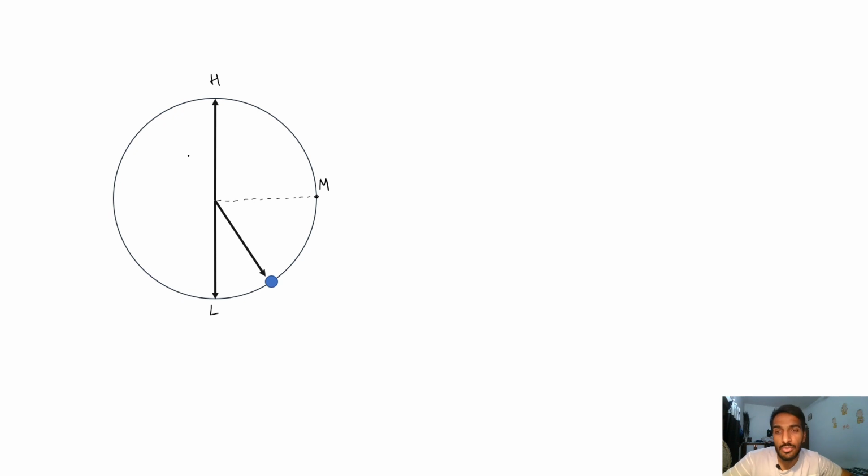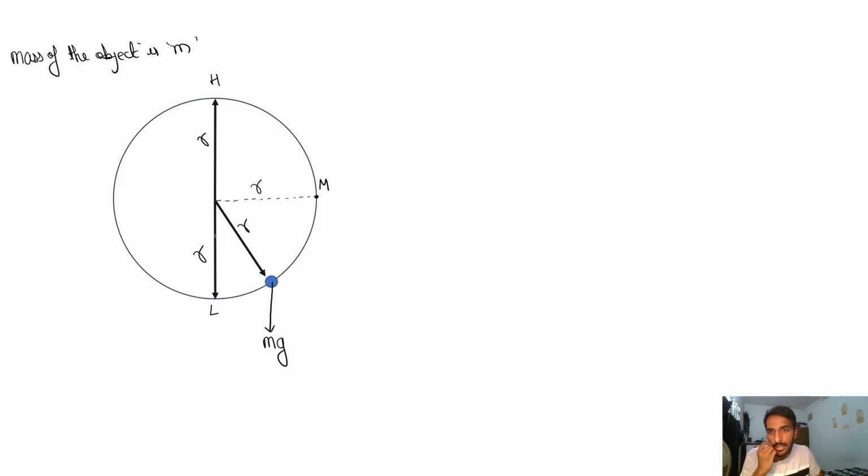While the object is circulating on this circle, let's say the radius of the circular orbit is R, this one is R, this one is R, and this one is R. And let's say the mass of the object is M. This is the object, and the force which is acting downwards is mg.